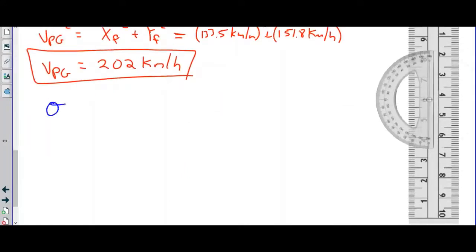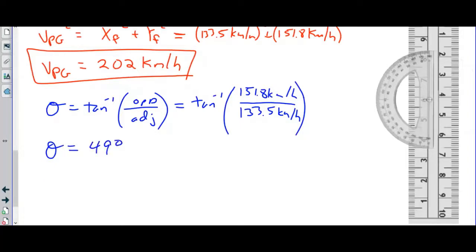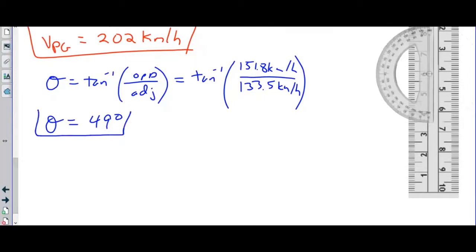So to find my angle, I'm going to take the inverse tan function of my opposite, so this is my y, divided by my adjacent. So therefore, I'm going to take tan inverse of 151.8 kilometers per hour, all divided by 133.5 kilometers per hour. Do the inverse tan function of that, and you're going to get an approximate angle of 49 degrees.